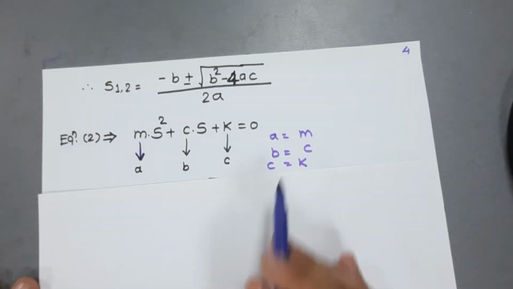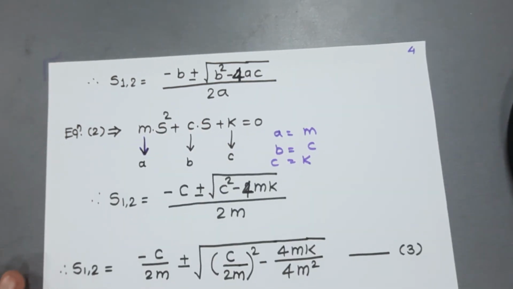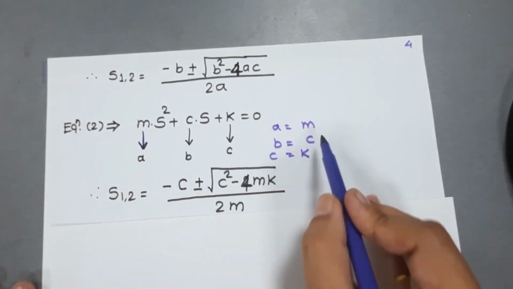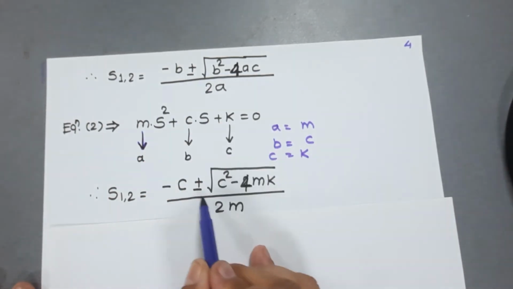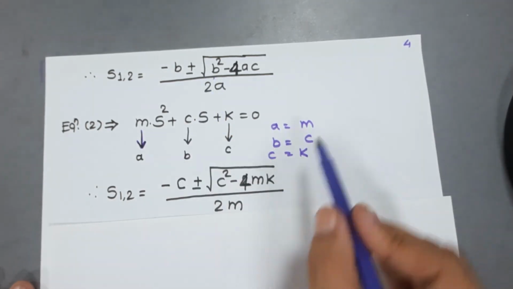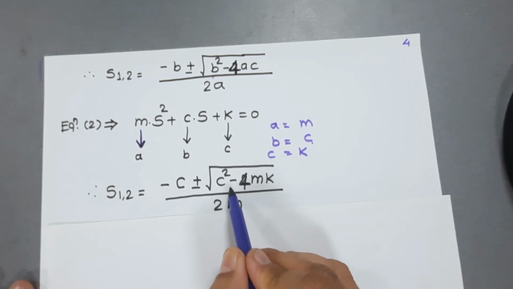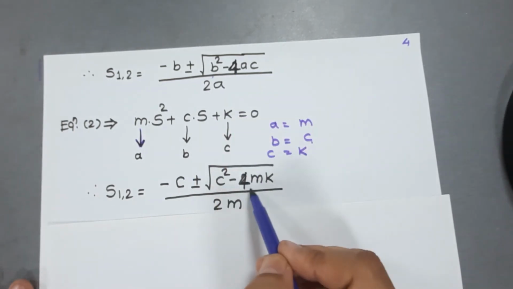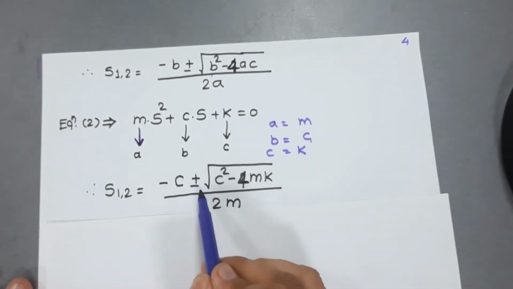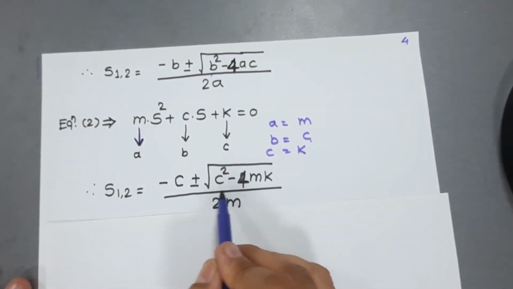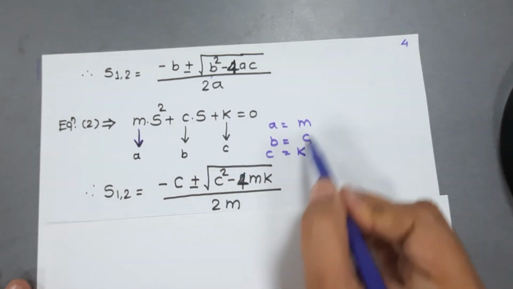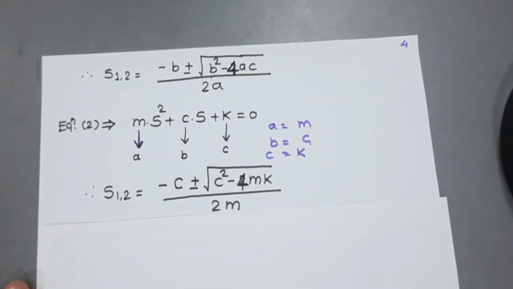By putting these values of a, b, c in this equation, we have S12 equal to minus b, where the value of b is c, plus minus the square root of b square, where b is c, so c square, minus 4 times a, where the value of a is m, times c, where the value of c is k. So we have minus c plus minus the square root of c square minus 4mk as the numerator, divided by 2a, where a is m, so this is divided by 2m.